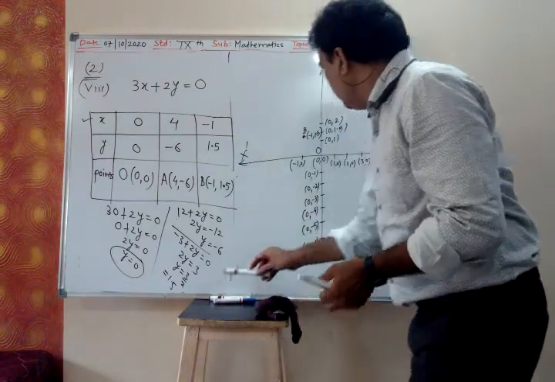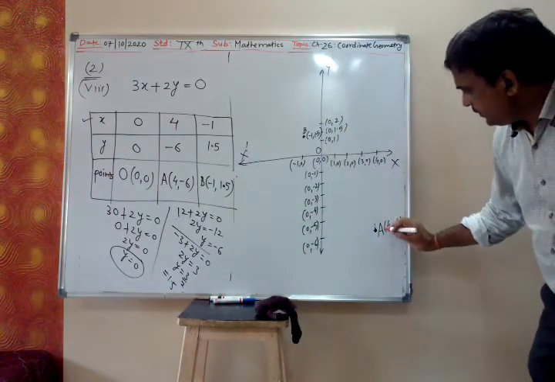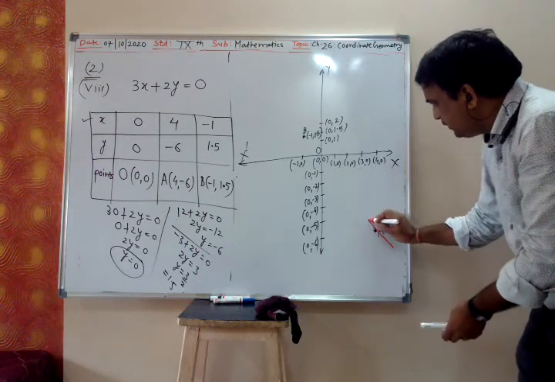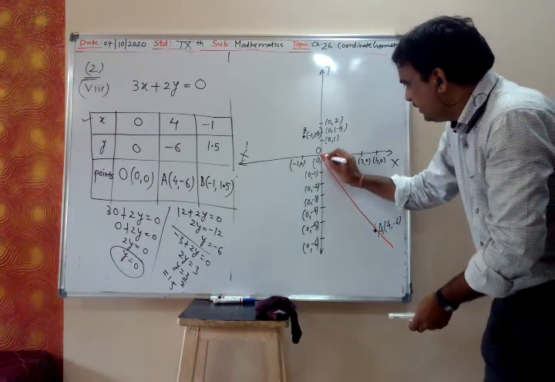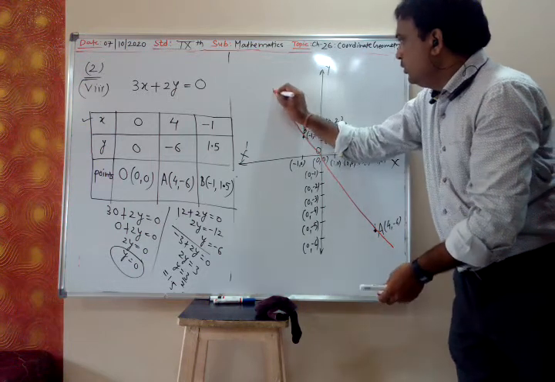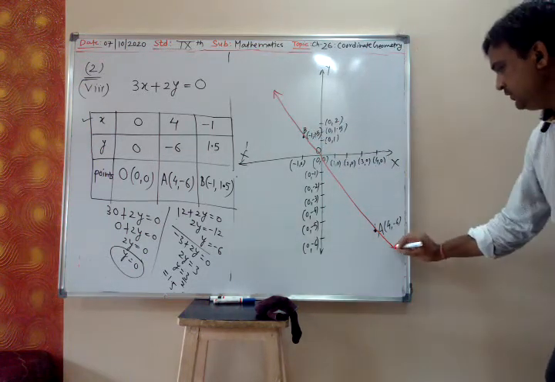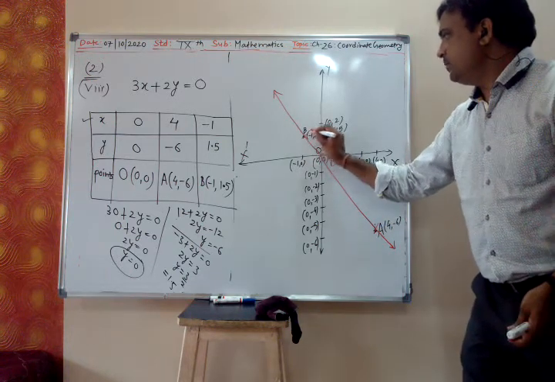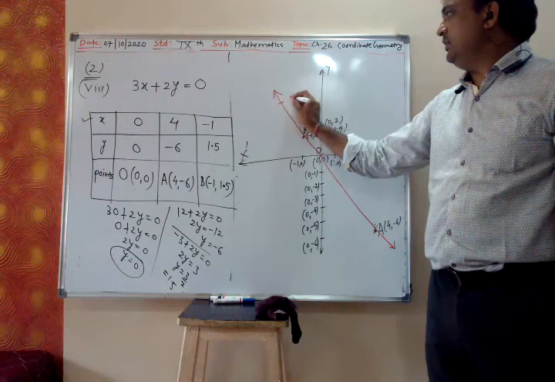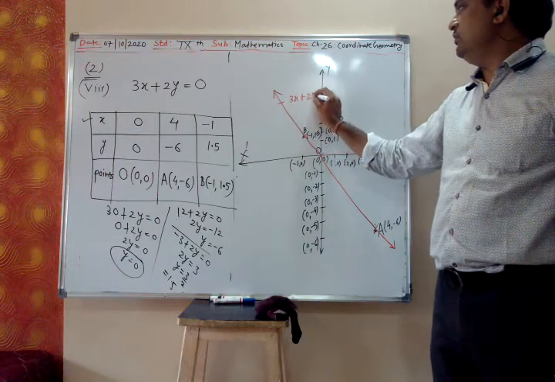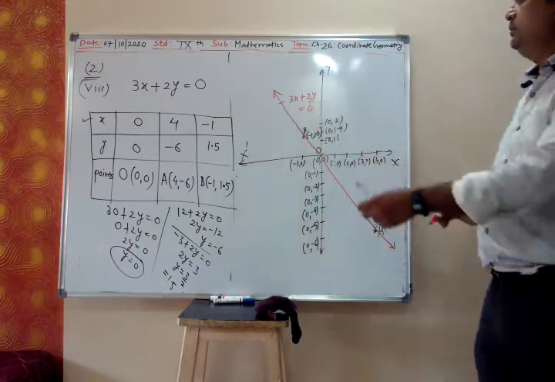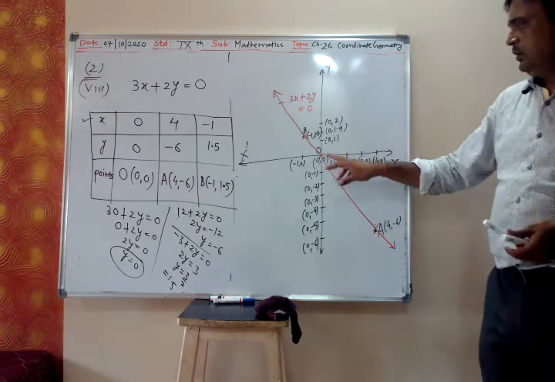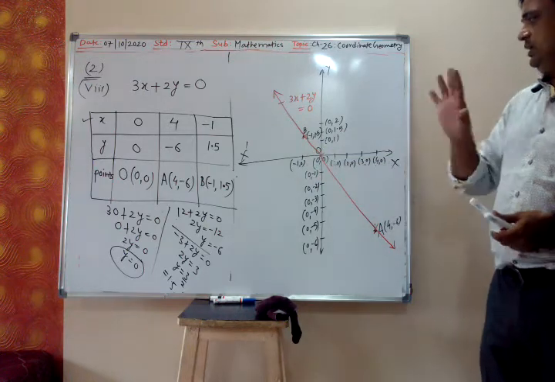Now join the points O, A, B. Join all the 3 points with the help of scale. You will get the straight line. So this is my straight line, 3x plus 2y is equal to 0. So 3x plus 2y is a straight line passing through 3 points B, O, A.